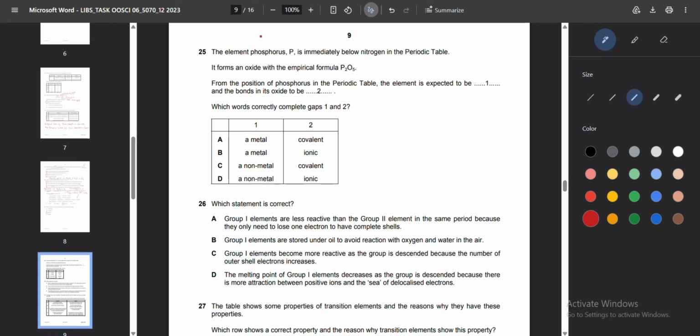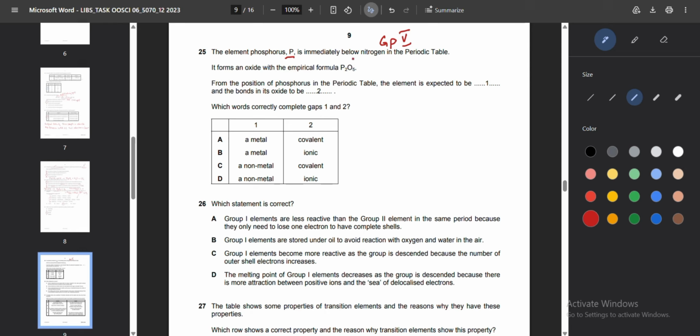Okay, question number 25. The element phosphorus is immediately below nitrogen in the periodic table. We know it's group 5. And it forms an oxide with the empirical formula P2O5. From the position of the phosphorus in the periodic table, the element is to be expected to be dash and the bonds in its oxide to be dash. Okay, so we have to select from the table.